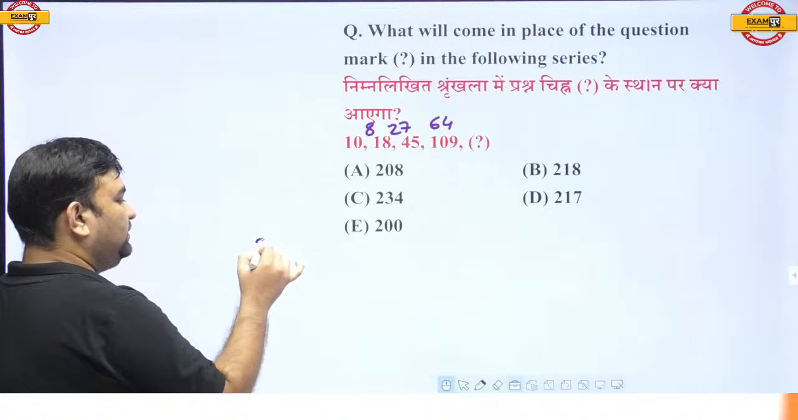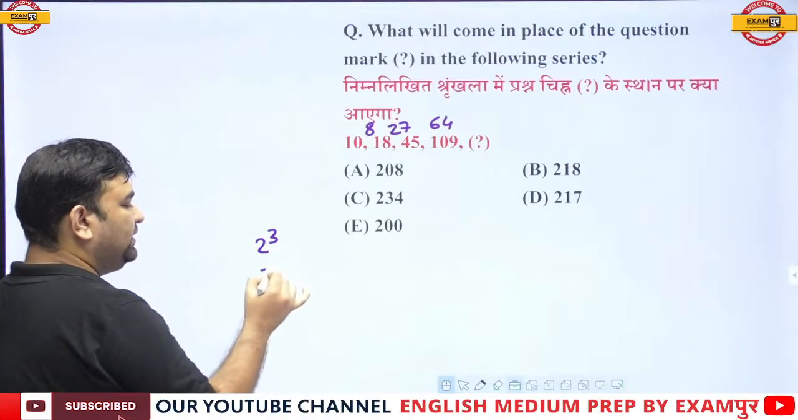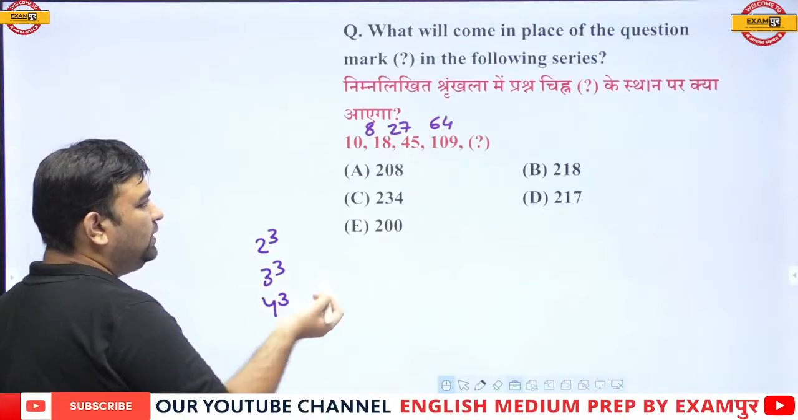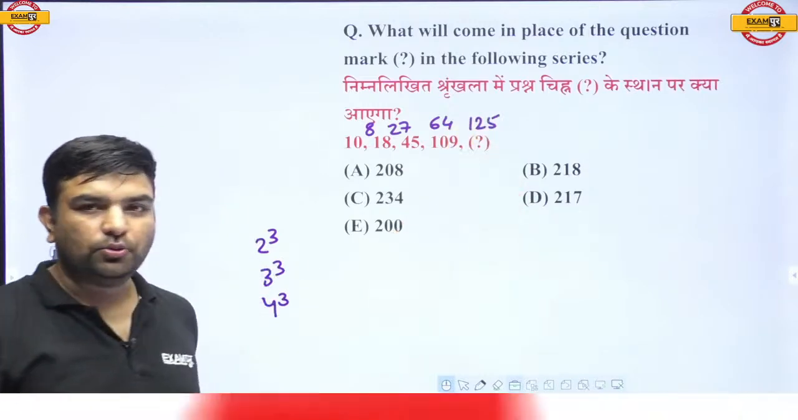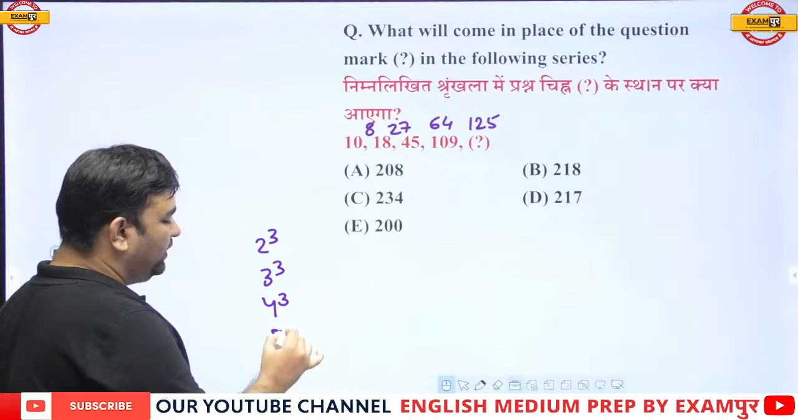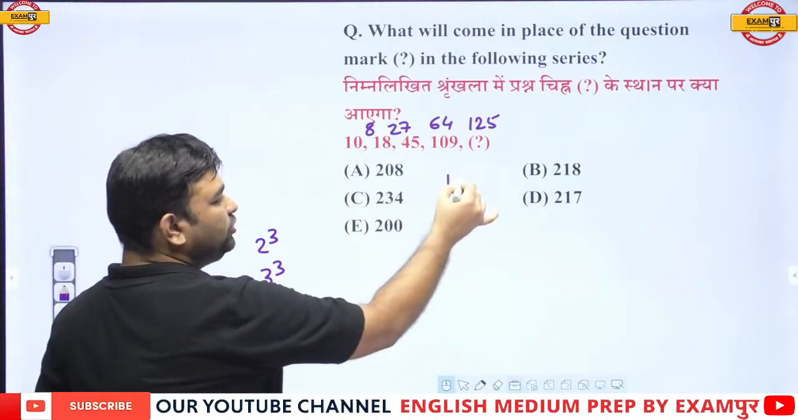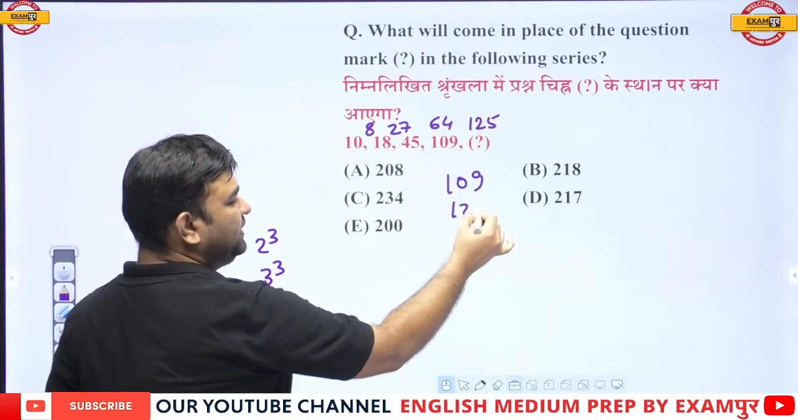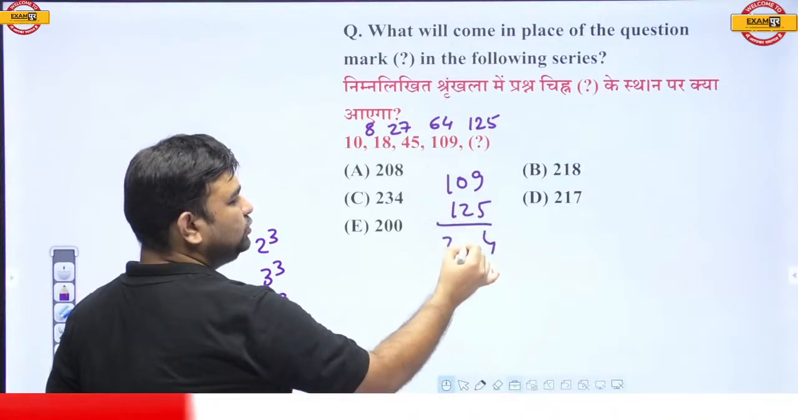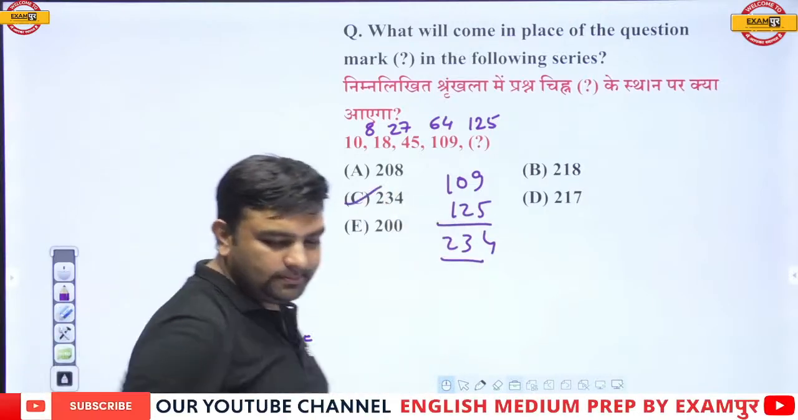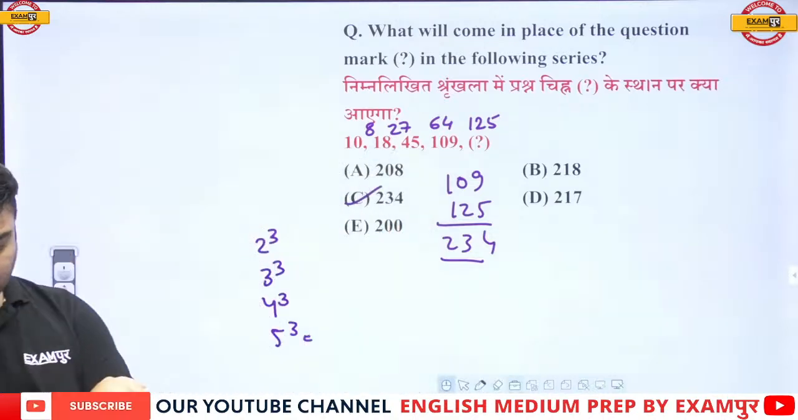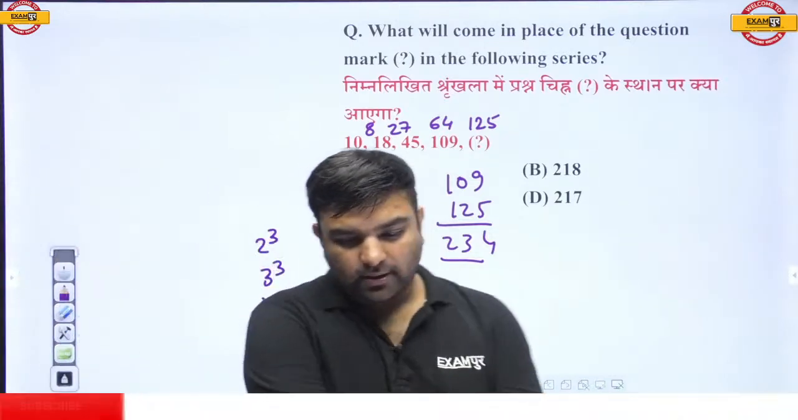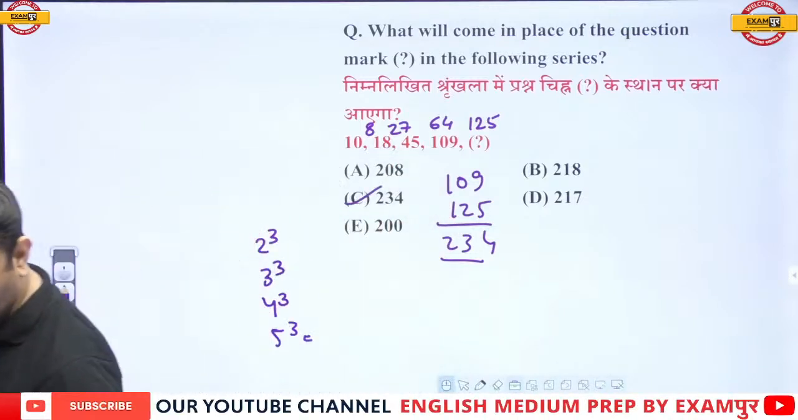Yes, they are 2 cube, 3 cube, 4 cube. So next should be 5 cube, that is 125. So 109 plus 125 is 234. Answer. Yes, absolutely, Srivani. Absolutely. Okay, great. Let's move on to the next question of the day.